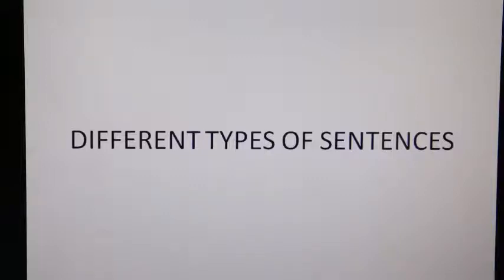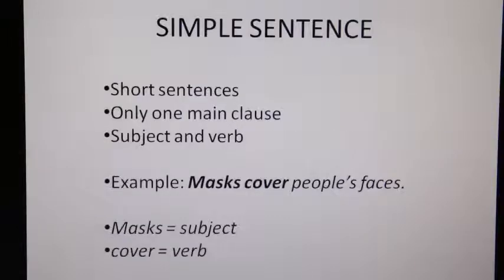Good day, grade 8. Today we're going to look at what the different types of sentences are. We get 3 different types. The first one is the simple sentence. These are short sentences. They only have one main clause and they must have a subject and a verb.